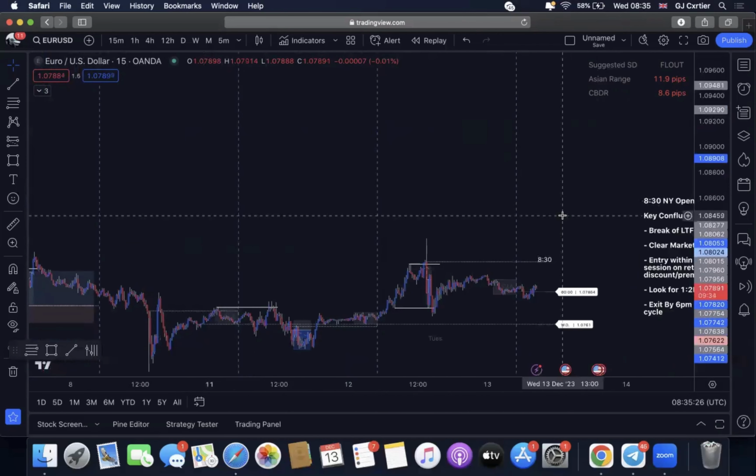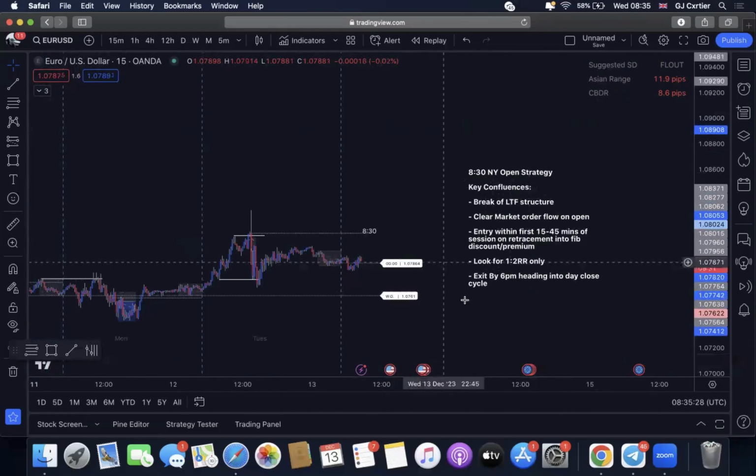Again, we can see over here confluences if you do want to take a screenshot. And other than that, backtest it, see how it goes for you, and hopefully this can get you funded and make you some nice profits within the market.